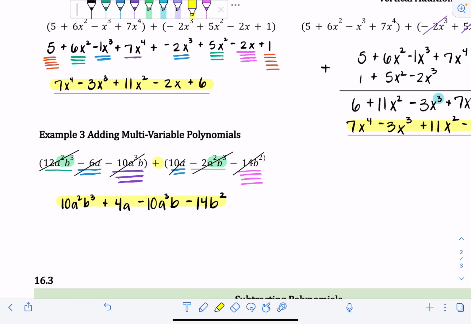So keep in mind that for these problems, there are different possible answers. So for example, if I had put my negative 14b squared in the front before the 10a squared b cubed, that's the same answer. It's still correct. There's just different orders that you can write the correct answer in.